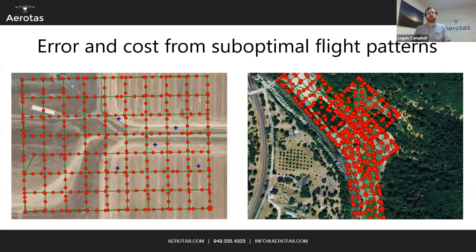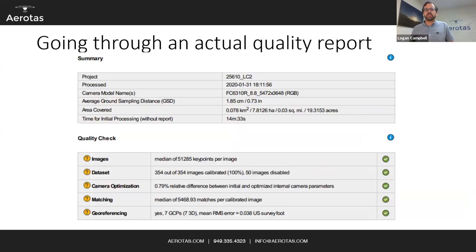But it's known that those are different in the real world because of manufacturing defects, because of changes in temperature, humidity, air pressure, that sort of thing. So Pix4D and all photogrammetry softwares use a process called bundle block adjustment that actually tries to predict what the calibrated camera parameters are going to be. And that is one of the things that is mentioned in here, this difference between initial and optimized camera parameters. A general rule of thumb is anything under 1% is pretty good. Anything over 1% is definitely an issue.